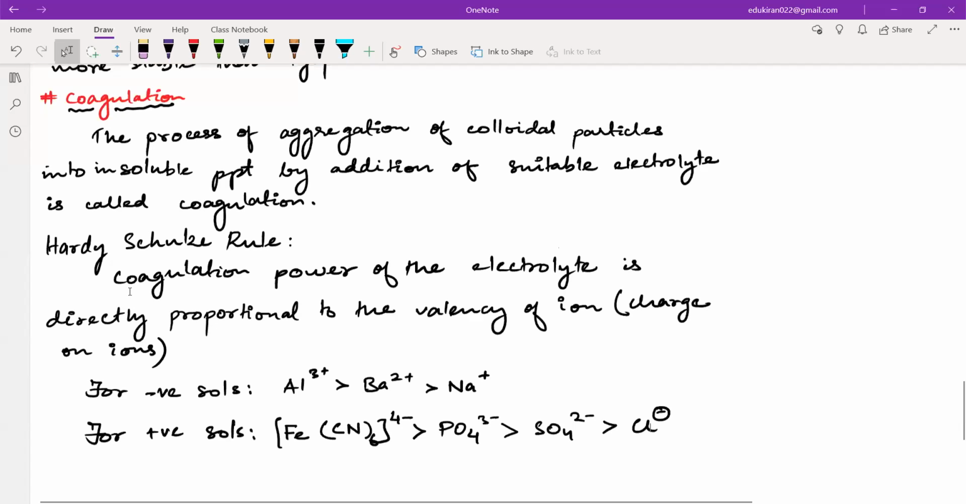Let me know if you're done. And there is a last topic, which is about the protection of colloids, or protective colloids. You have to learn about protective colloid, and that will be it.